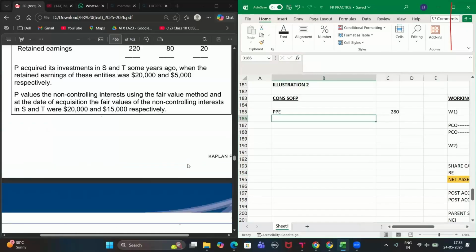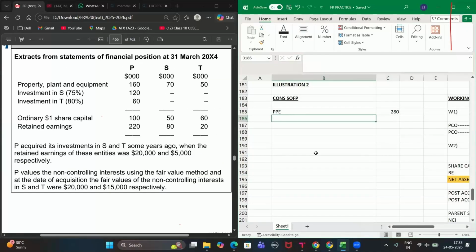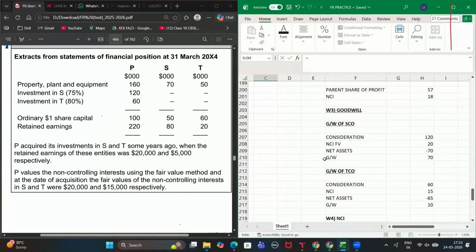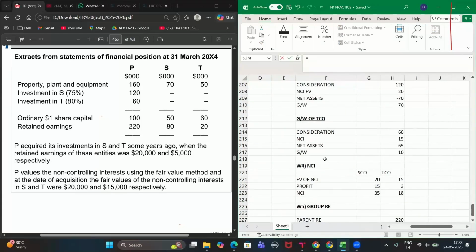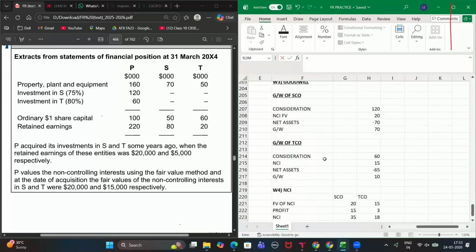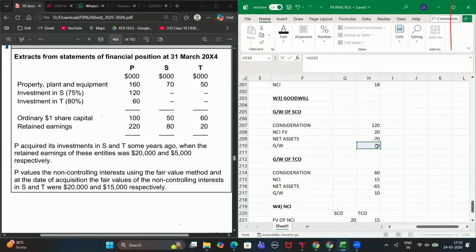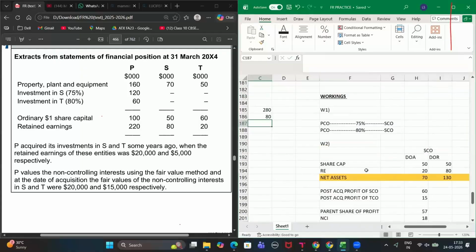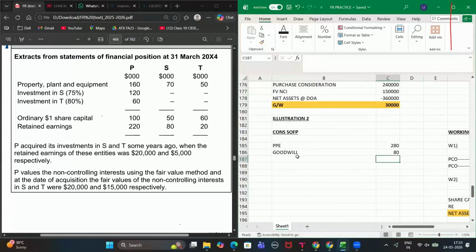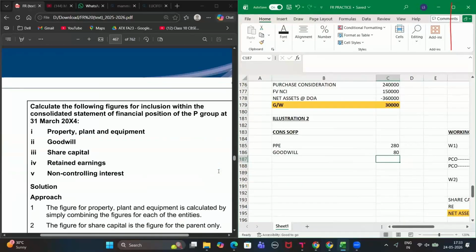They are asking about the goodwill. What will be the goodwill? What is the goodwill that we found out? See, S company is 70 plus T company is 10. So how much is it? 80.